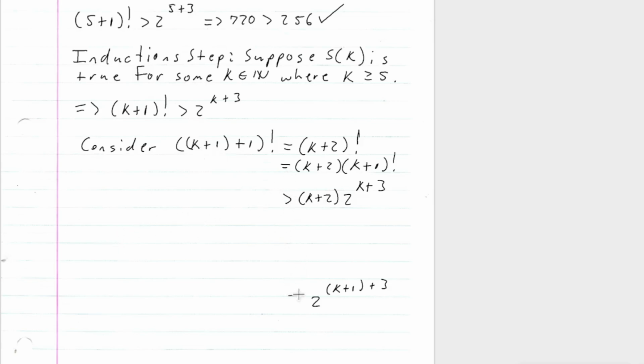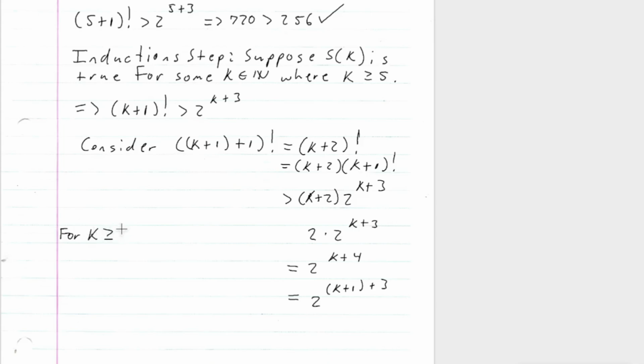Okay. So we know that this is equal to 2 to the k plus 4, right? And this is equal to 2 times 2 to the k plus 3. See how I needed that 2 to the k plus 3 here? And now I have this k plus 2 where the 2 is.